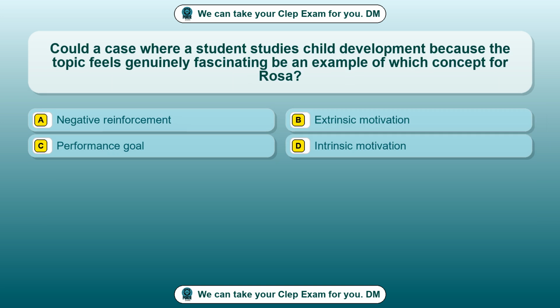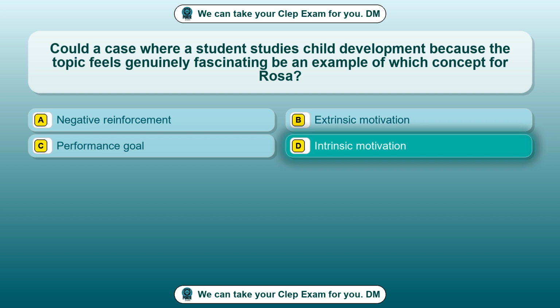Question 26. Could a case where a student studies child development because the topic feels genuinely fascinating be an example of which concept for Rosa? Option A, negative reinforcement. Option B, extrinsic motivation. Option C, performance goal. Option D, intrinsic motivation. The correct answer is option D.